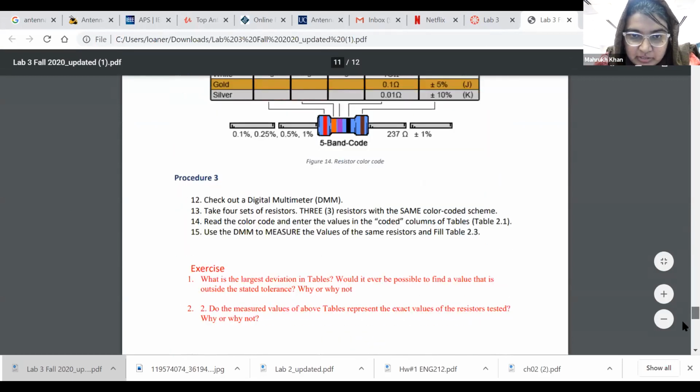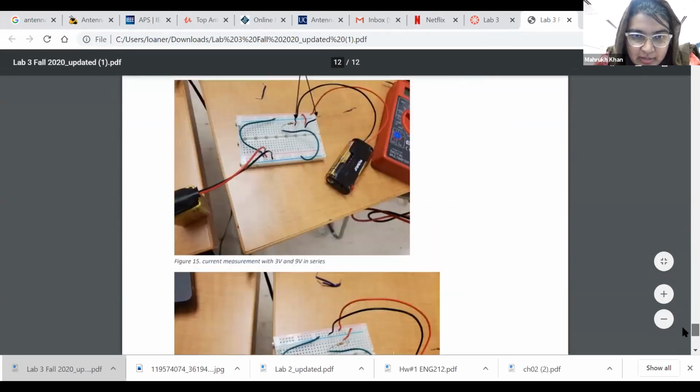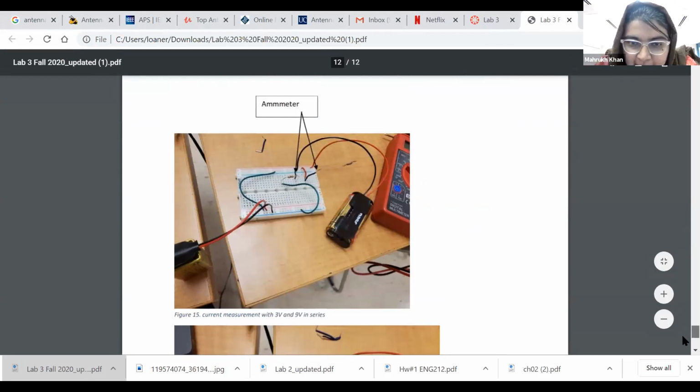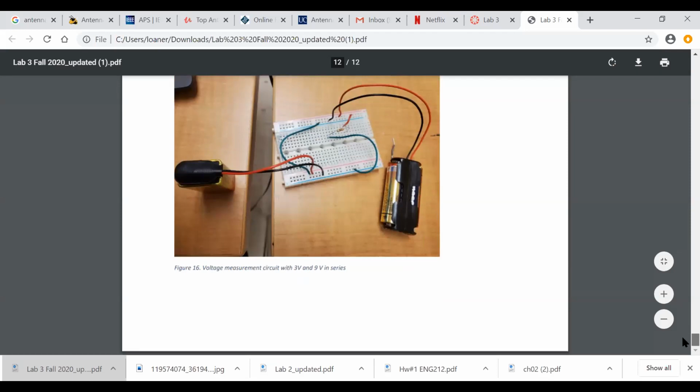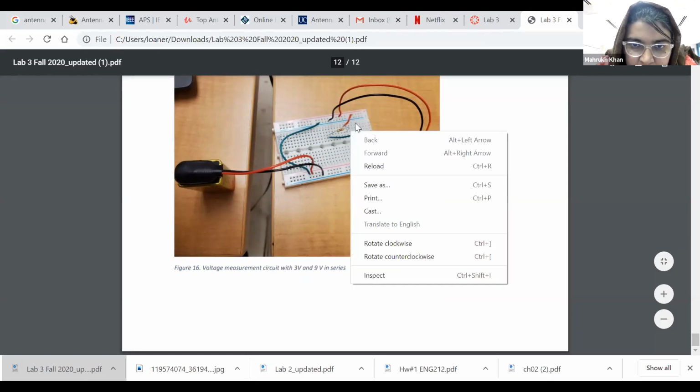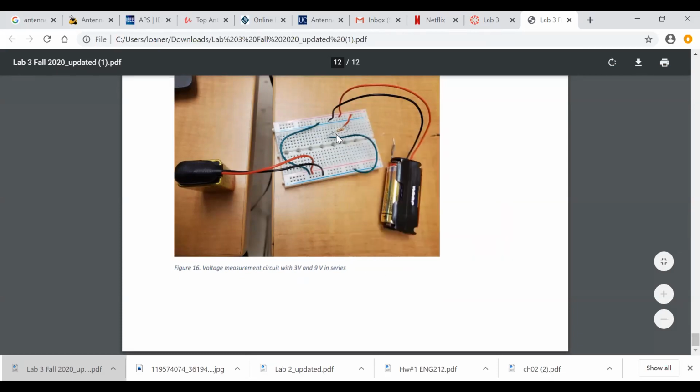I actually put some pictures at the end too. If you see here, can you see at the bottom figure 15 and figure 16? Figure 15 is the voltage measurement when I have connected two batteries together. Let me go through this with you. So this is the resistor. Can you see my mouse? Yes. Okay.